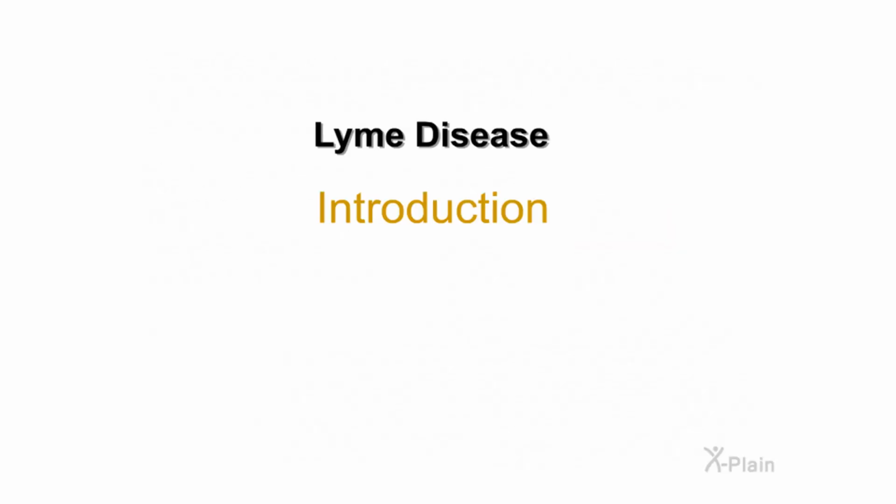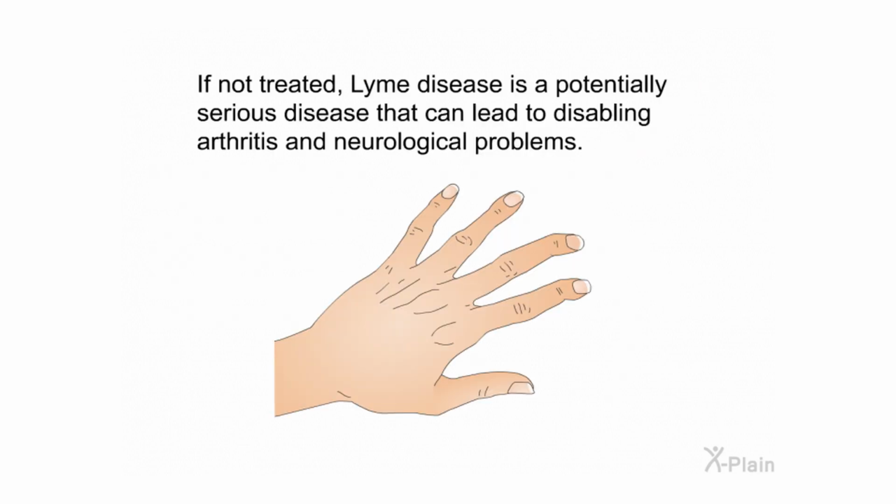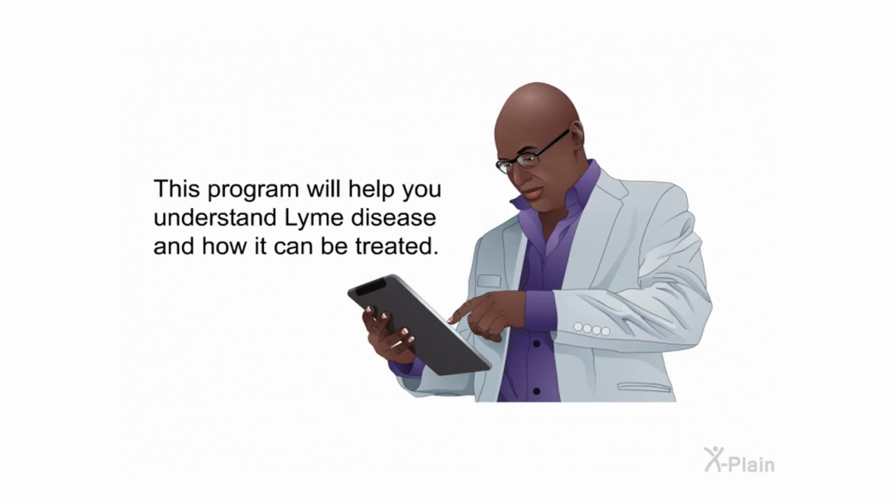Lyme disease. Introduction. Lyme disease is an infectious disease. Lyme disease is spread by bacteria found in deer ticks and other animals. If not treated, Lyme disease is a potentially serious disease that can lead to disabling arthritis and neurological problems. This program will help you understand Lyme disease and how it can be treated.